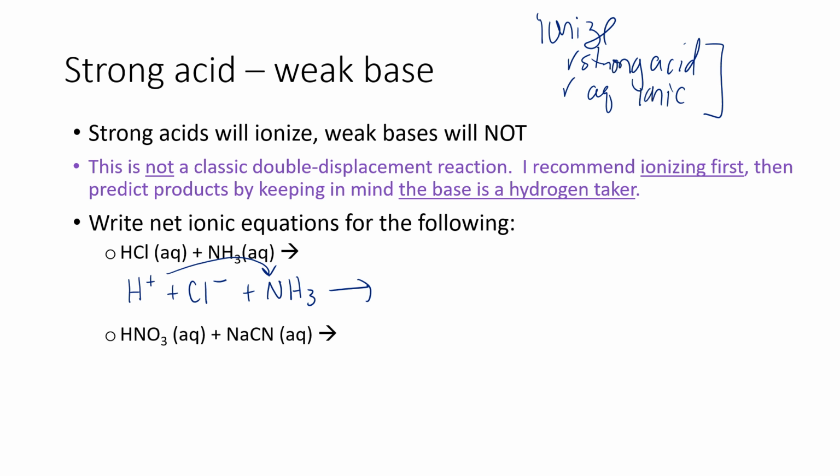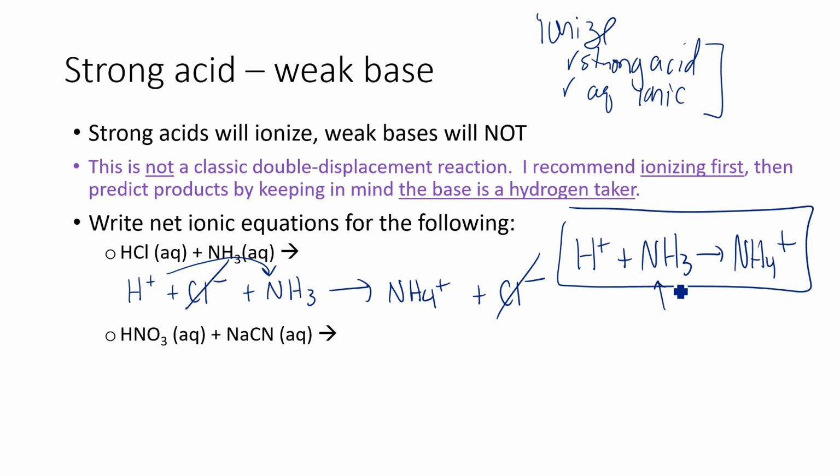So what's going to happen in this reaction? Well, my NH3 is going to take this hydrogen, so it's going to become NH4. And then what happens with the Cl minus? Nothing. It just doesn't really do anything. So my Cl minus is a spectator, and the reaction that happens is H plus and my weak base make NH4 plus.